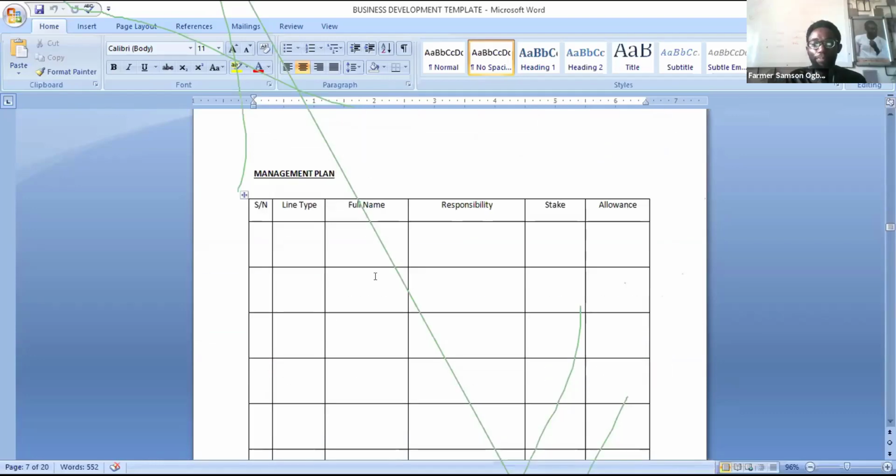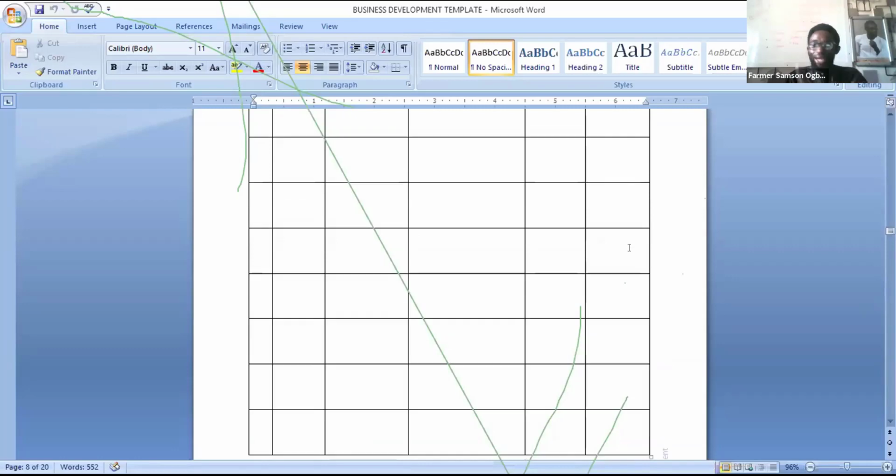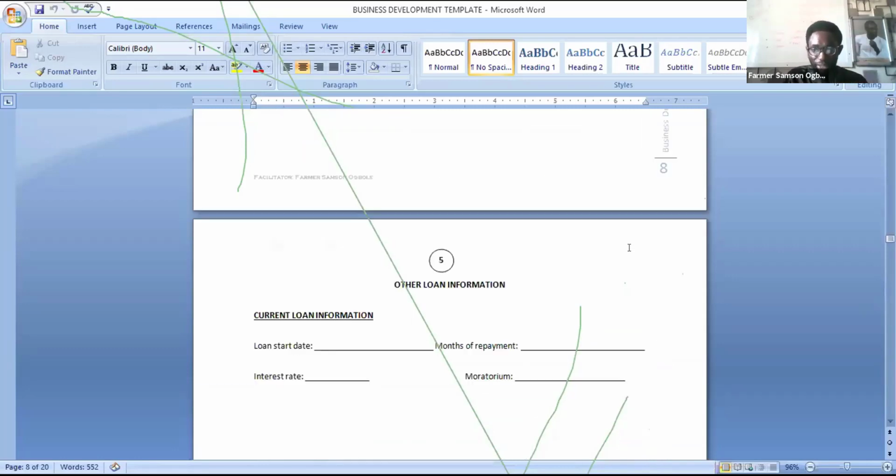Management plan. So management plan, we want to know the people that will be helping you manage your business, run your business. It's very important. So the line type, the full name, their responsibility, their stake, meaning are they founders, co-founders, partners, or are they just ordinary staff? Allowance, how much do you intend to pay them if you are a startup? It needs to be stated because we are going to use all of these later in a bit.